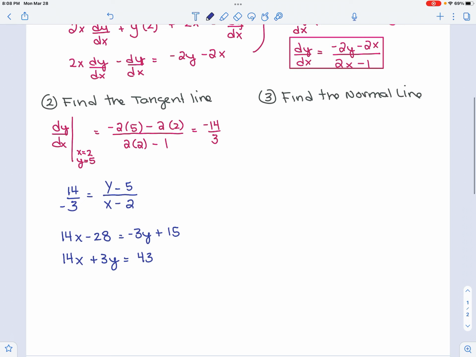Okay, and you can leave the equation of the line in that form, or you can put it in y equals mx plus b. I'm just going to leave it like this. So this is the equation of the tangent line.